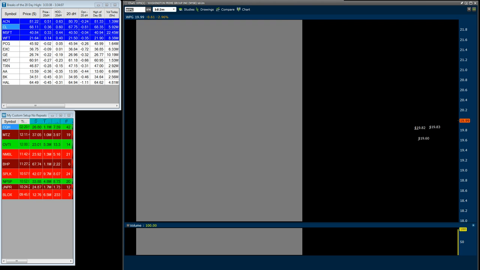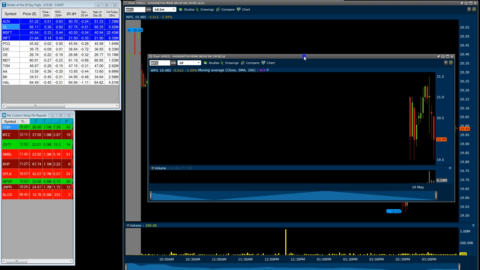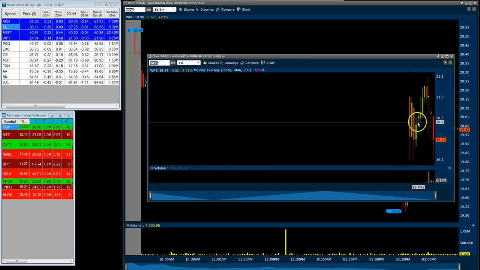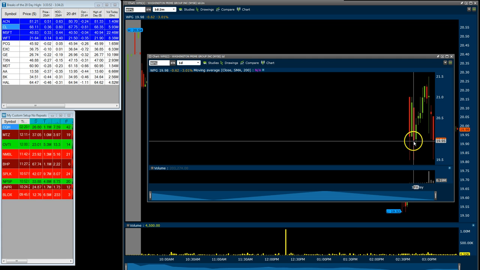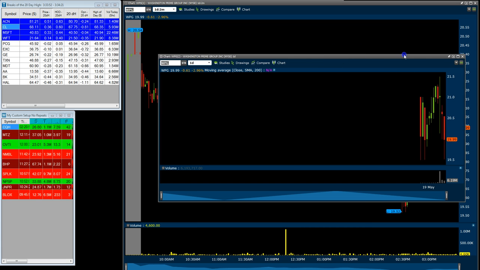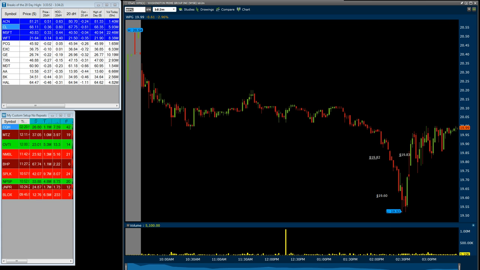The next trade was kind of a fun trade. This was WPG. Now I have to show you on the daily. This is obviously a fairly new issue, about 10 days old, so it's a little bit scary. But you can see it put in a bottom on two days at around 19.50, on the first day and on the third day. So it looked like maybe that could be a good bottom. And so WPG came in on one of my bounce alerts.